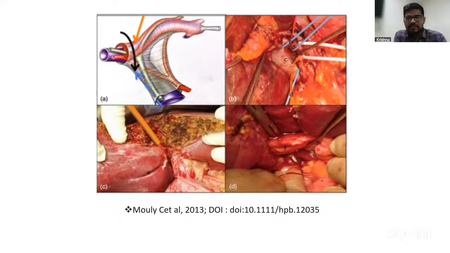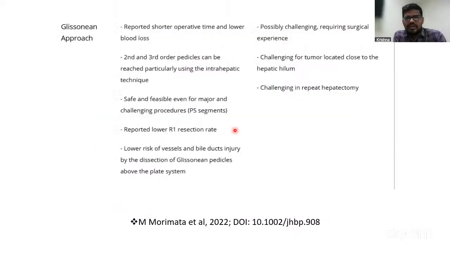This is extrahepatic. So the biggest advantage with the Glisonian approach is there is lower risk of vessel or bile duct injuries, and they are safe and feasible even for major and challenging procedures. And the biggest disadvantage with them is they may not be used when the tumors are close to the hilum, and they may be challenging in repeated hepatectomies.